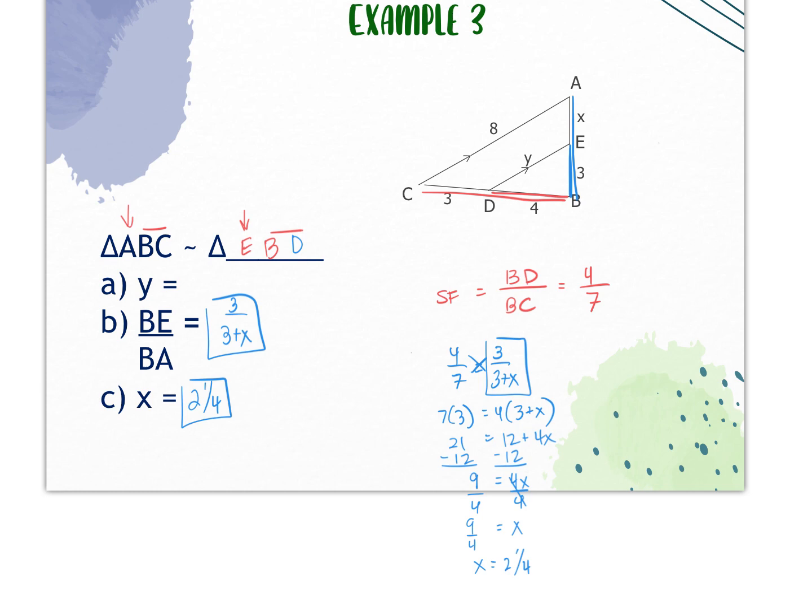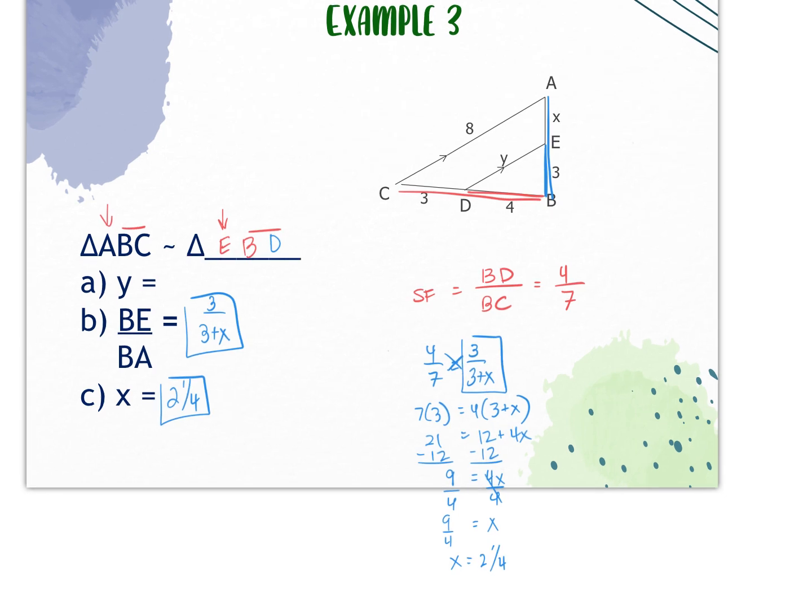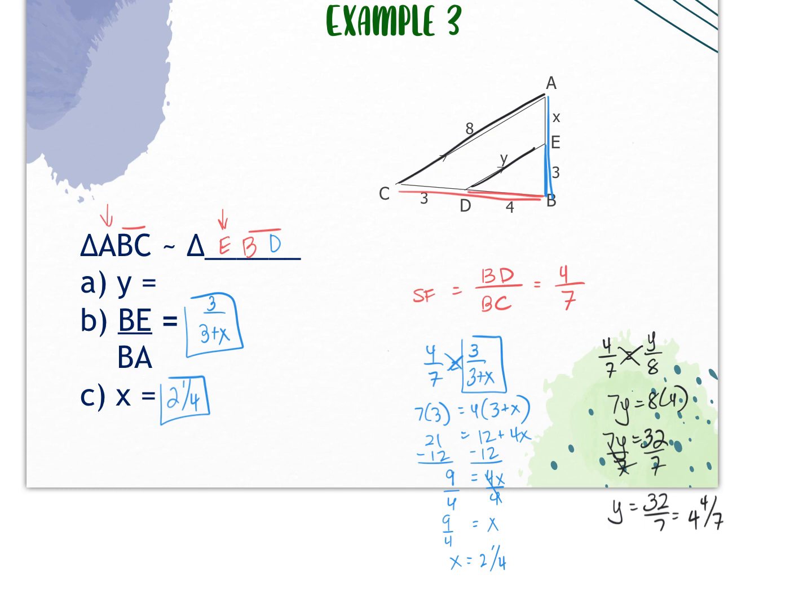And then Y, and again, I know that Y is going to have the same scale factor as everything else. The base of the small triangle to the base of the large one is going to have the scale factor. So I know the scale factor is 4/7, and that is going to be the same as Y/8. So again, I do 7Y equals 8 times 4. 7Y equals 32, and if I divide both sides by 7, I get Y equals 32/7, or 4 4/7.